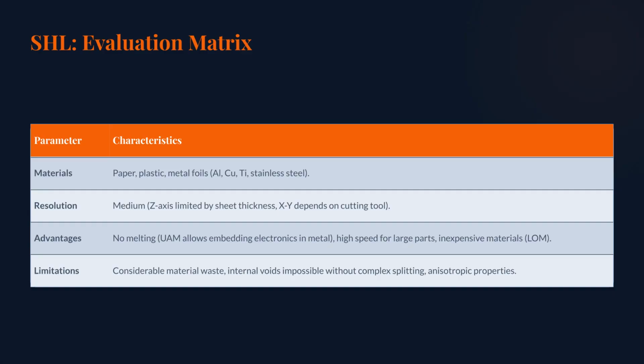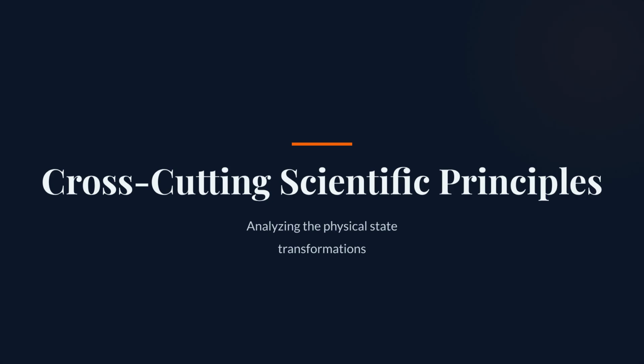The evaluation matrix for sheet lamination highlights its unique capability for embedding electronics and sensors, contrasted with its typical challenges regarding dimensional accuracy and material waste. Now that we have covered the 7 categories, let's examine the cross-cutting scientific principles that govern all additive manufacturing processes. We can group processes by their thermodynamic profiles.